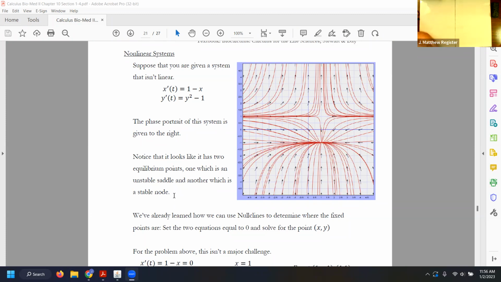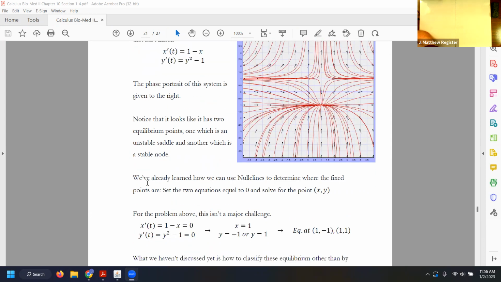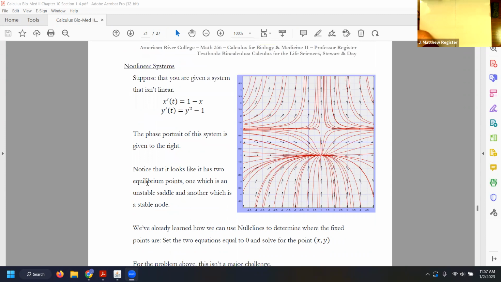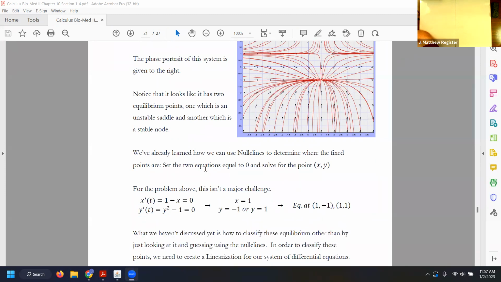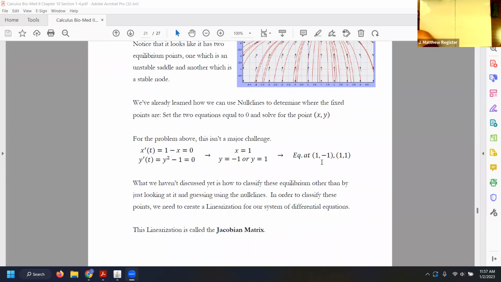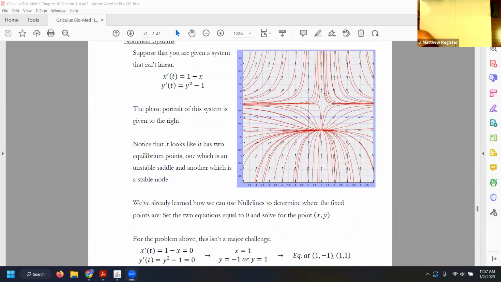And if we want to figure out exactly what's happening at those equilibriums, the way to do it is to find the Jacobian. And so the Jacobian is a linearization at those points. And so suppose that we have this example here. x prime is equal to 1 minus x, y prime is equal to y squared minus 1. We can graph this using the chapter 7 methods. Using null lines, we can graph it fairly quickly. But we can also find the equilibriums, which will be at (1, -1) and (1, 1). Eyeballing it, it looks like this value here is going to be a saddle point, and it looks like the one down here is going to be a stable node.